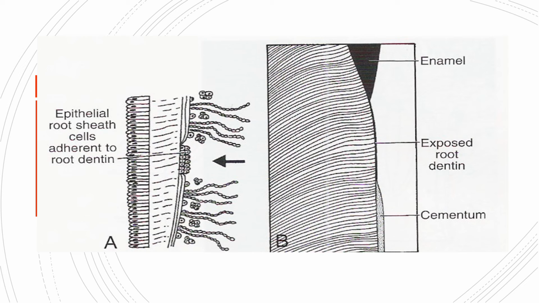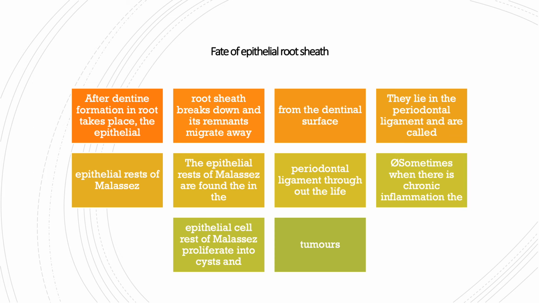Now we come to know the fate of the epithelial root sheath. The epithelial root sheath is stuck to the dentinal surface during the formation of the root. But after the complete dentin formation in the root, the epithelial root sheath breaks down. Its remnants migrate away from the dentinal surface and lie in the periodontal ligament, and now they are called epithelial rests of Malassez. So what is the definition of epithelial rests of Malassez?